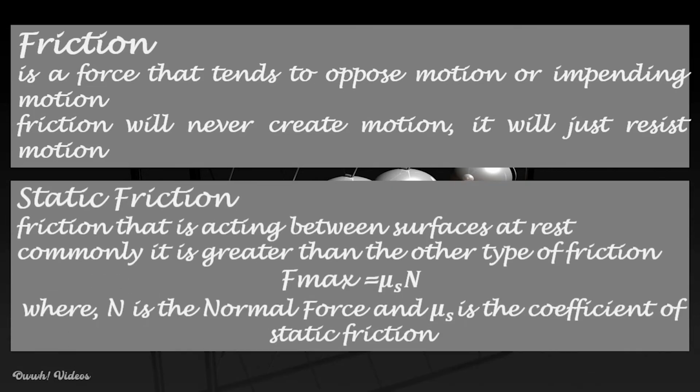Friction is a force that tends to oppose motion or impending motion. Friction will never create motion, it will just resist motion. Static friction. Friction that is acting between surfaces at rest. Commonly it is greater than the other type of friction. F max equals μs multiplied by N, where N is the normal force and μs is the coefficient of static friction.